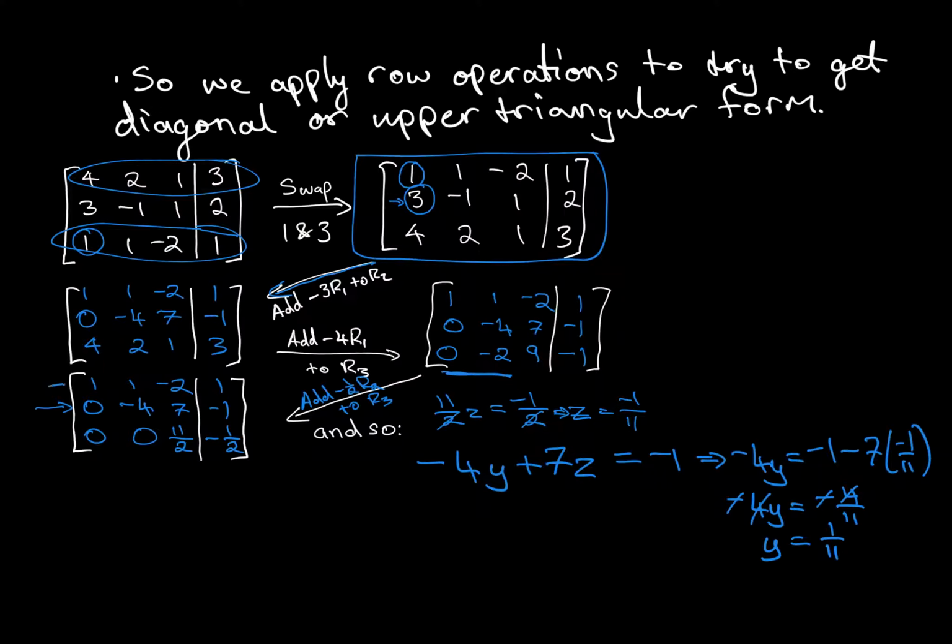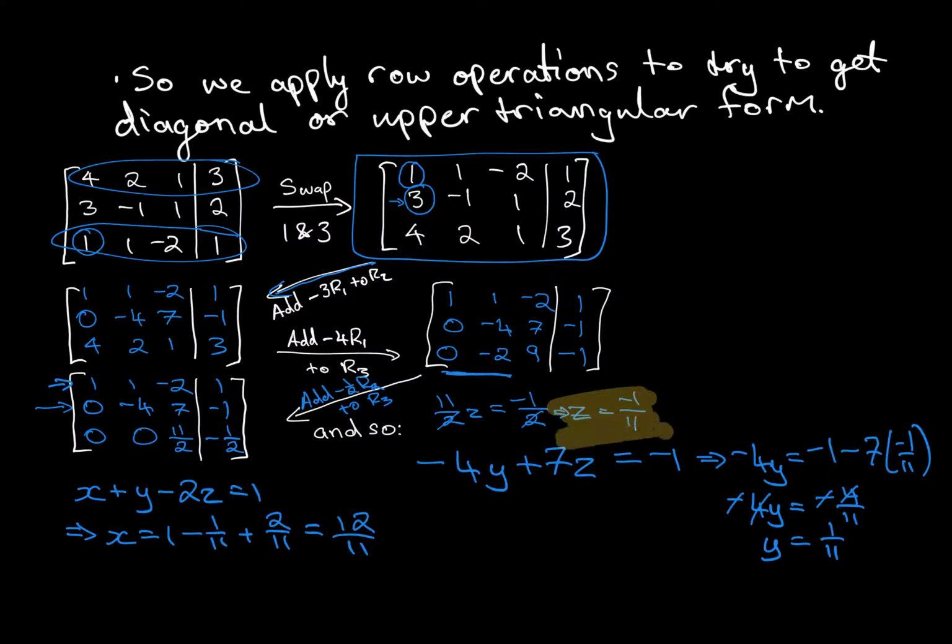Now we can use both y and z to work with equation 1, or row 1 if you like, right up the top here. So up there we have x plus y minus 2z is equal to 1, or x is equal to 1 minus y, but y is 1 on 11, minus 2z's, but z is minus 1 on 11, so that's going to be plus 2 on 11. So 1 take away, or in this case plus 1 on 11 is going to give us 12 on 11 in total. So now we can see we've got all of our solution.